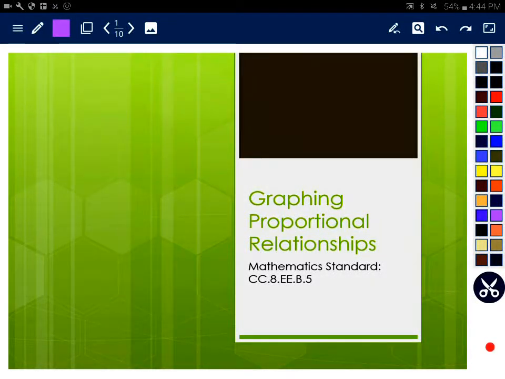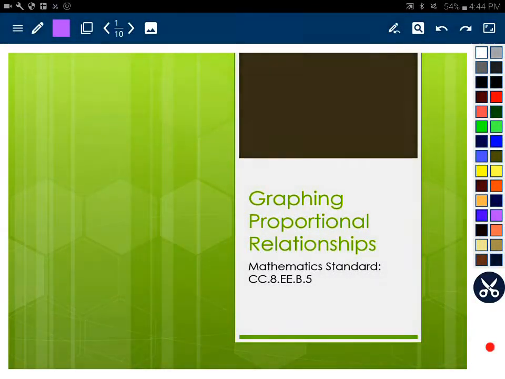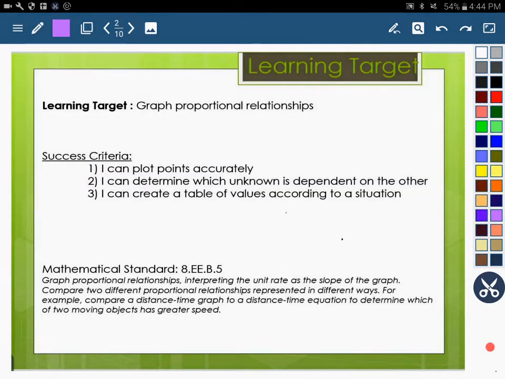Hey guys, welcome back, and today we're going to be graphing proportional relationships. So that's exactly what our learning target is going to be: graph proportional relationships.